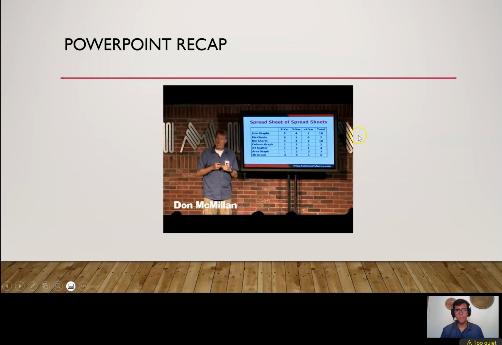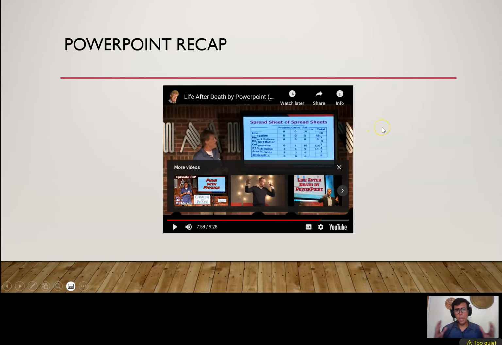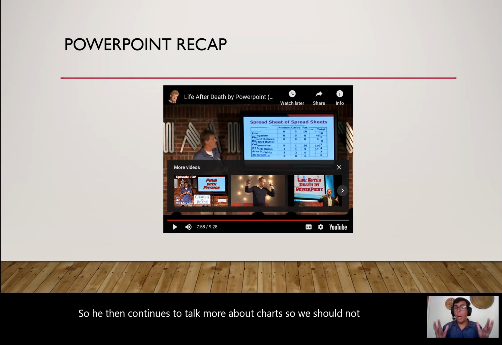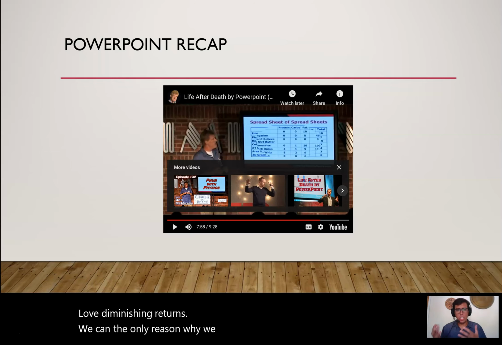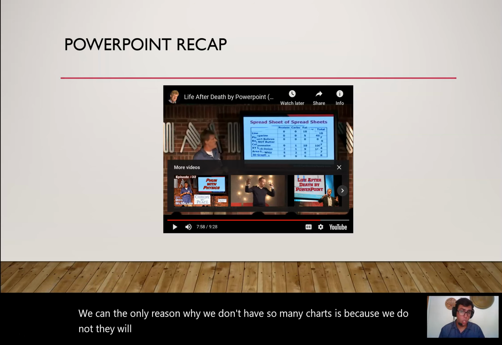Here's a spreadsheet of spreadsheets. Getting back to the charts. So he then continues to talk more about charts. So we should not try, again, law of diminishing returns. The only reason why we don't have so many charts is because they will lose their impact if we use too many.